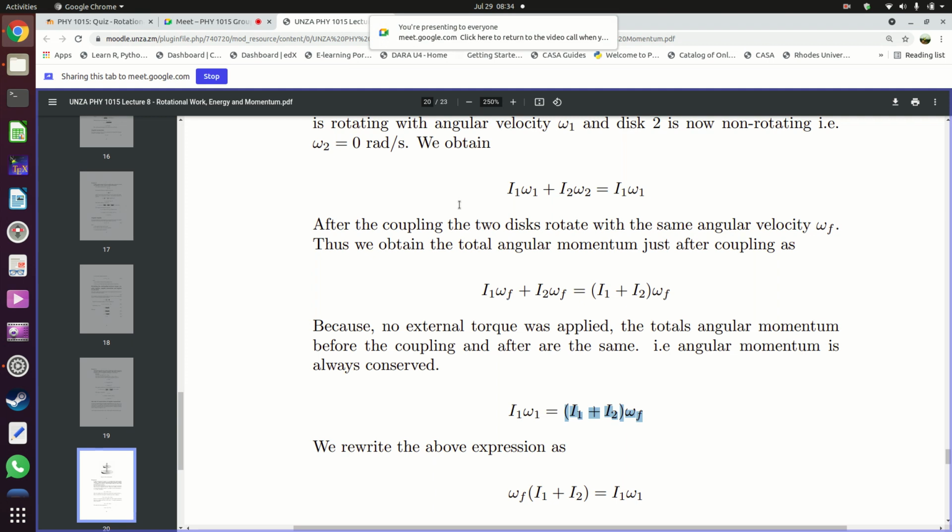Is that clear? The same thing applies, like what we are doing with conservation of linear momentum. The same thing is what we're doing here with conservation of angular momentum. So we are saying that the amount of motion before and after should be the same. Are we clear?